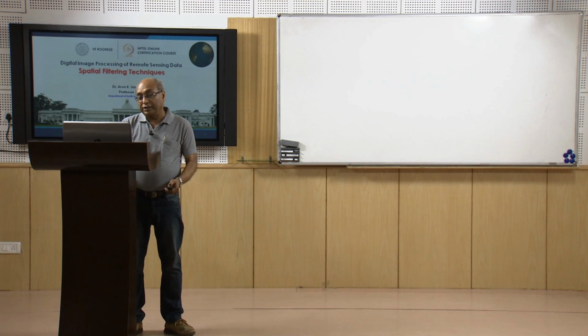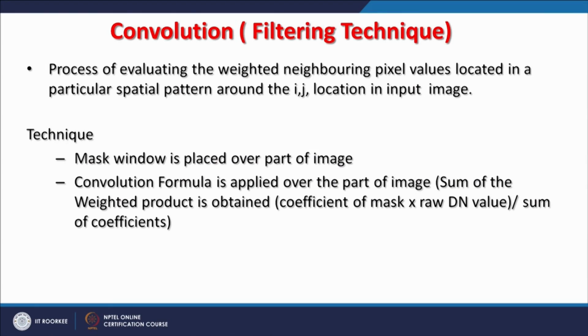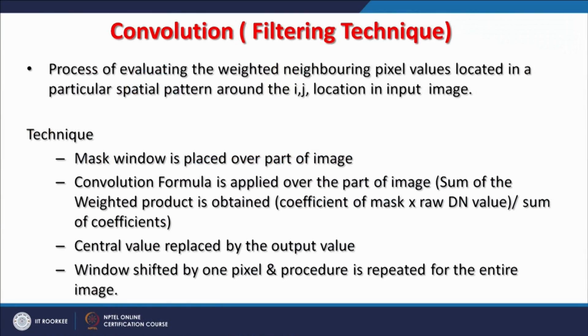The new value is calculated and the mask window is placed over part of the image. The convolution formula is applied over that part of the image, that is, the sum of weighted products is obtained: coefficient of mask times the digital value, divided by the sum of coefficients, and the central value is replaced by the output value. The window is shifted by 1 pixel and the procedure is repeated for the entire image. So, pixel by pixel this process will be done.